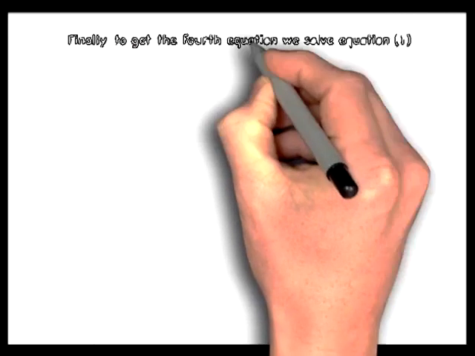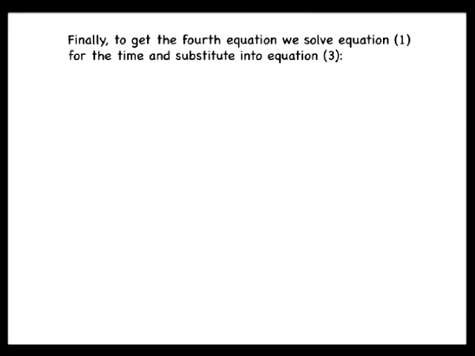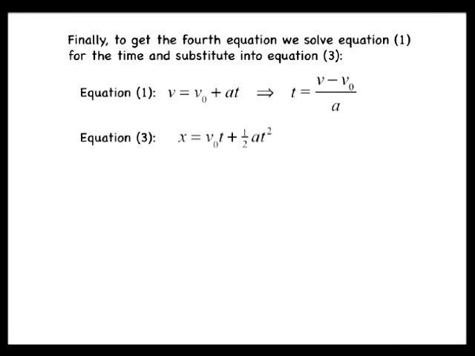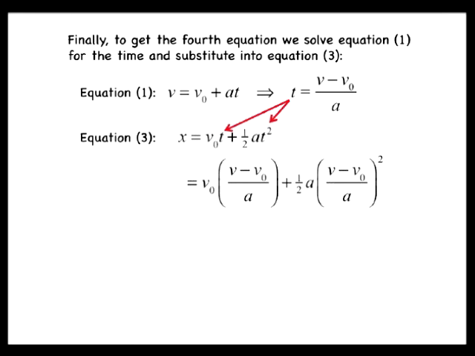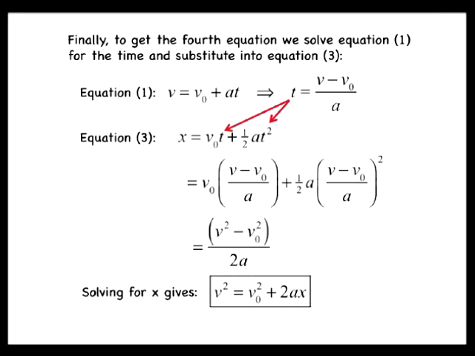To get the fourth and final equation, we solve equation 1 for the time and substitute it into equation 3. After some algebra, we obtain v squared equals v0 squared plus 2ax, which is equation 4.